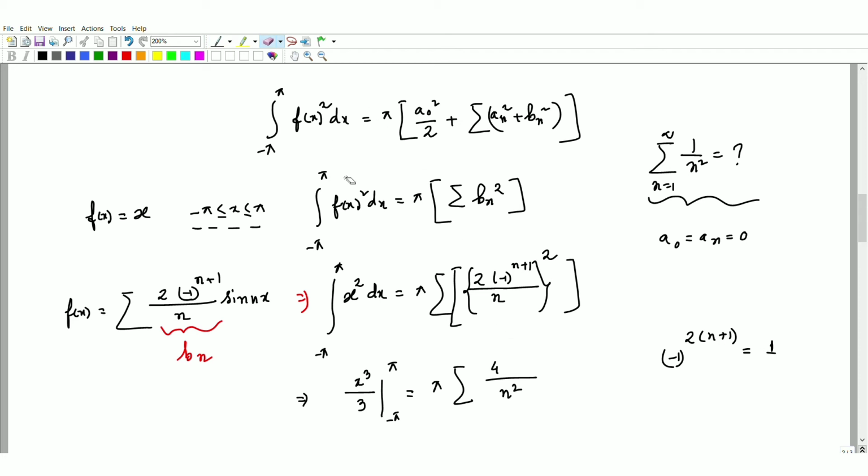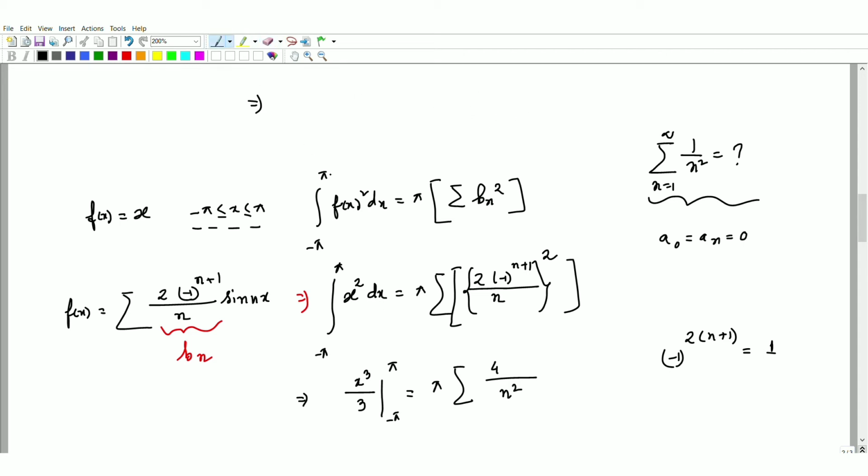after that we'll obtain, I am removing this one, after that we'll obtain, so if you put the limits here, first limit pi cube by 3 minus, sorry, minus pi cube by 3, is equal to pi summation 4 divided by n square.